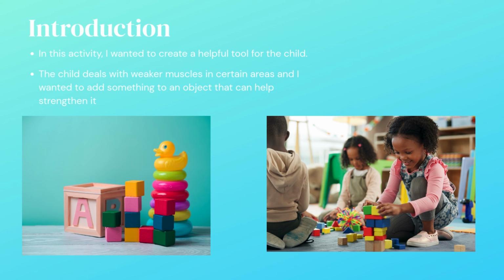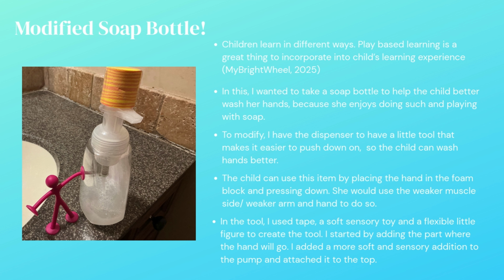So, for this activity, I wanted to create a helpful tool for the child. The child deals with weaker muscles in certain areas, and I wanted to add something to an object that can help strengthen it. Children learn in different ways, and play-based learning is a great thing to incorporate into a child's learning experience. In this, I wanted to take a soap bottle to help the child better wash her hands. The child actually enjoys playing with soap and washing her hands. So I wanted to modify a soap bottle.